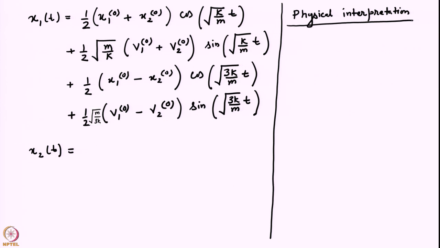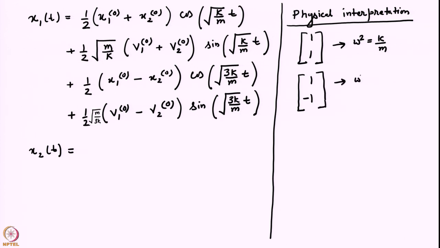We have seen that there are two eigenvectors for this system. Those can be chosen to be 1, 1, which has a frequency omega square is equal to k by m. Another eigenvector which can be chosen to be 1, minus 1, and this corresponds to the frequency omega square is equal to 3 k by m. Now these eigenvectors are what are known as the shapes of oscillation or the shapes of modes of oscillation.